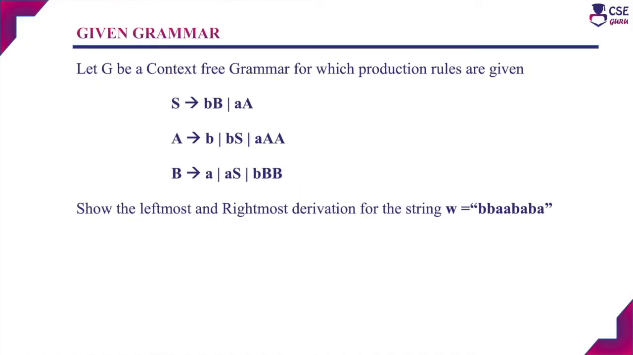The given grammar is, let G be a context-free grammar for which production rules are given. S derives BB or A; A derives B, BS or A; B derives A, AS or B, BB. Show the leftmost and rightmost derivation for the string w = BBABABA.